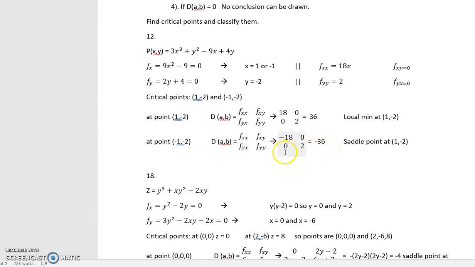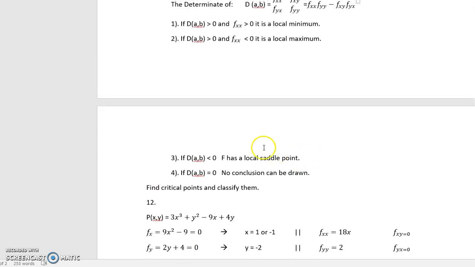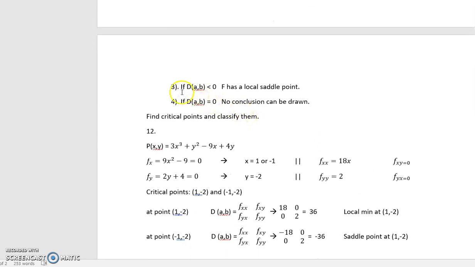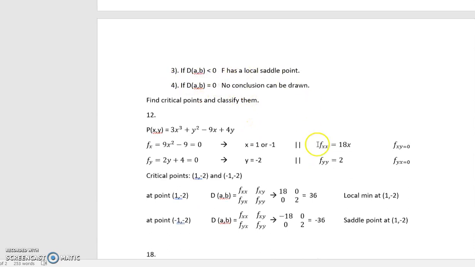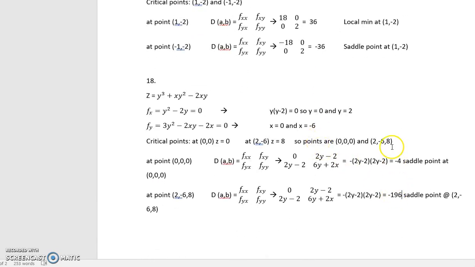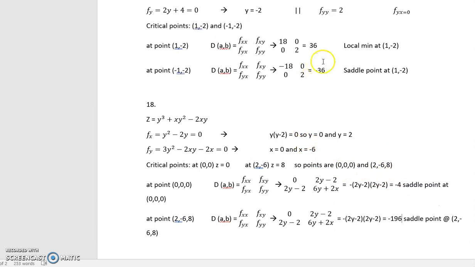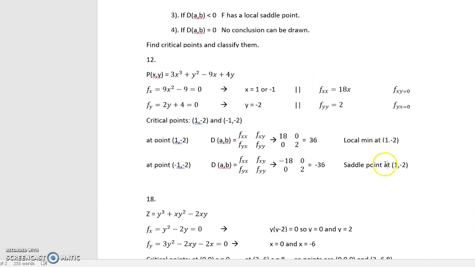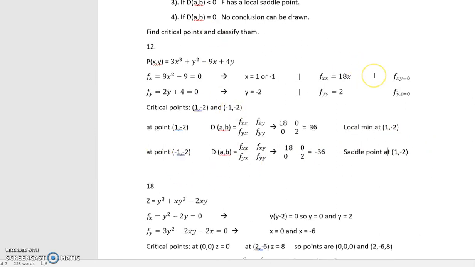So look at the rules. We have a determinant of less than 0. It's -36, and all that is left is number 3. So it's a local saddle point. Local saddle point at the 1 right here. Local saddle point at (1, -2). And that's that for that problem.